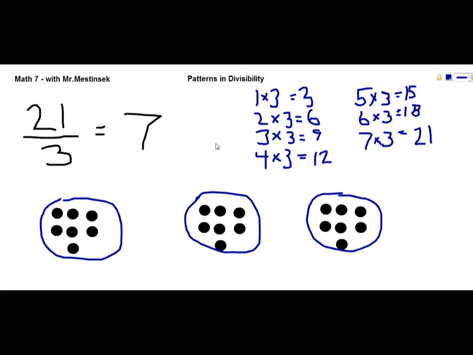So hopefully you got that from today's lesson. If you didn't, you can get it here. Just remember that when a number is divisible by another number, it's also a multiple of that number. So if 21 is divisible by 3, then it also has to be a multiple of 3.